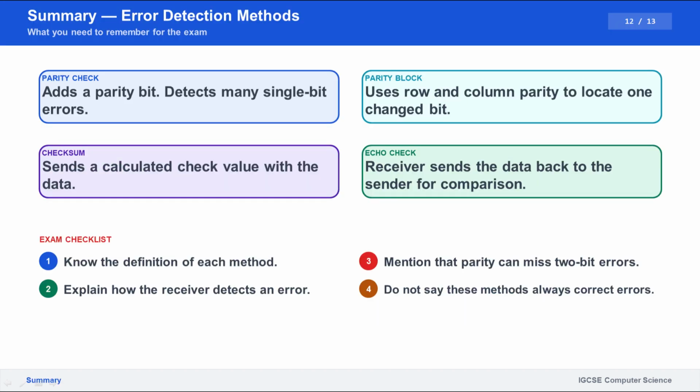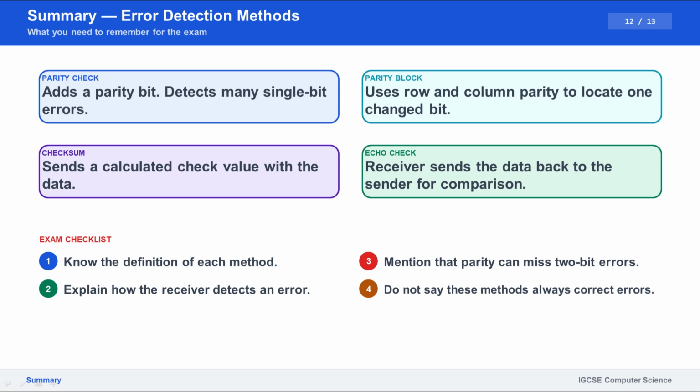Summary. Error detection methods. Let us recap. Parity checks add a parity bit so the receiver can check whether the number of 1 bits is correct. Parity blocks check rows and columns and can locate a single bit error. Checksum sends a calculated value with the data. The receiver recalculates and compares. Echo check sends the data back to the sender so the sender can compare it with the original.